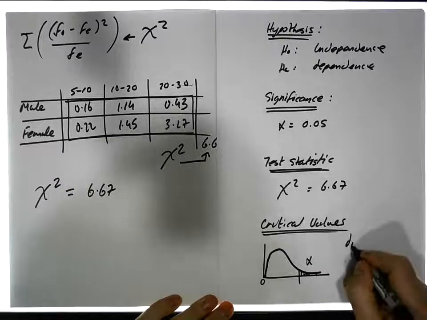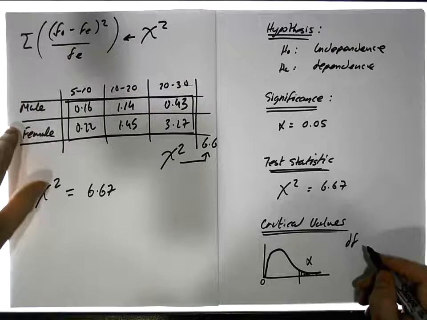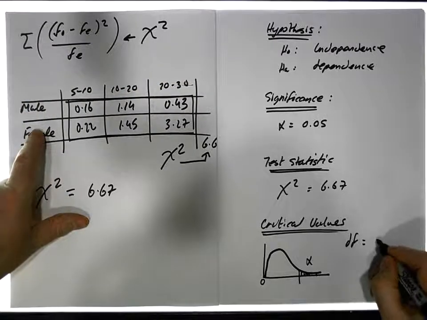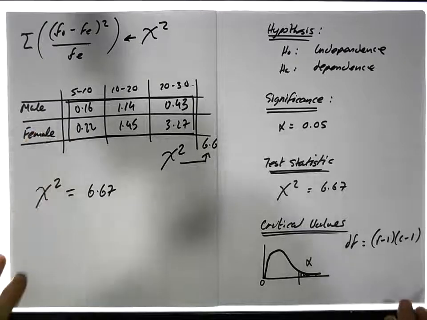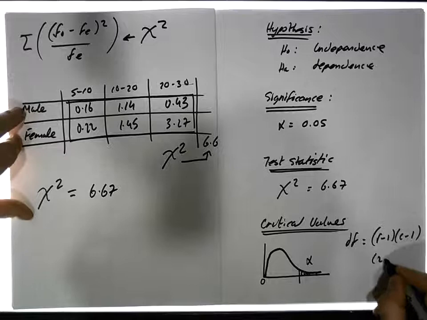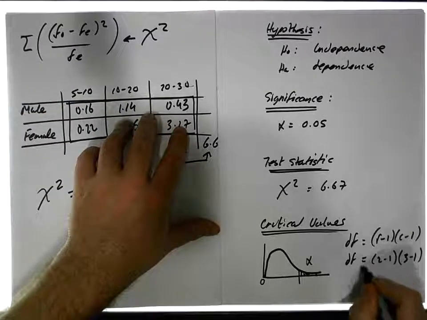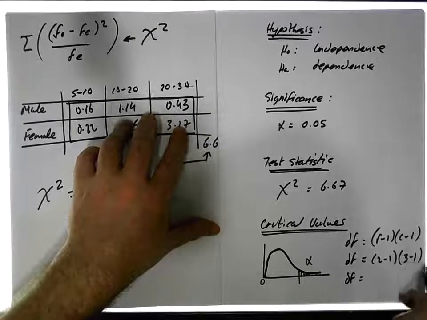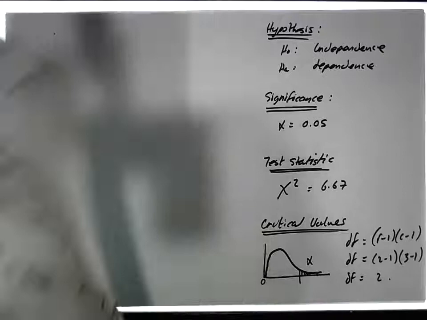But our degrees of freedom in this case, because this is a contingency table with 2 variables, the degrees of freedom is equal to the number of rows minus 1 times the number of columns minus 1. So in our situation, there's 2 rows, so it's 2 minus 1. There's 3 columns, so it's 3 minus 1. So our degrees of freedom for this particular test is 1 times 2, which gives us 2 degrees of freedom.